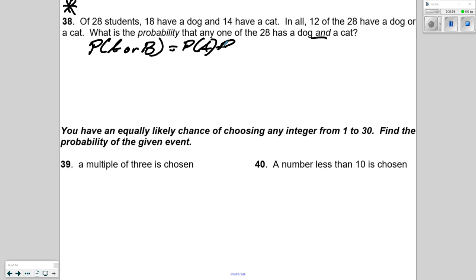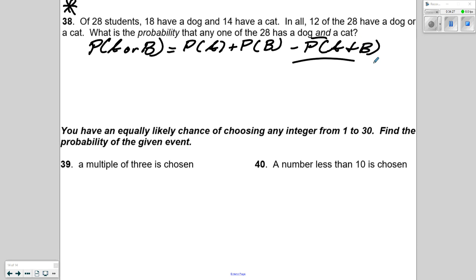Whoops. Okay, got to go back there. Pen's being messed up a little bit. So probability of A plus the probability of B minus the probability of A and B. All right, this is the one that we don't have. We can put X in for that one.